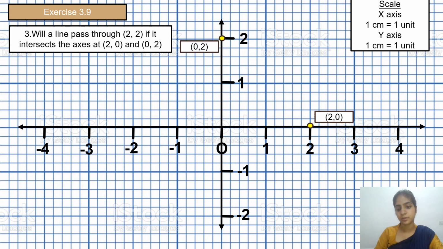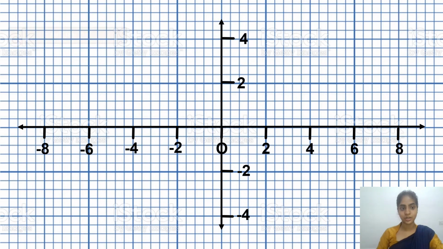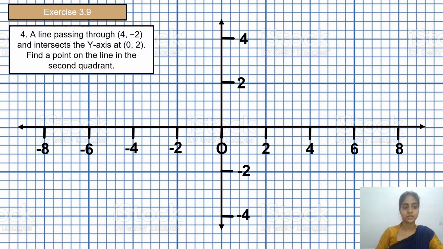Then once we have marked the points, we join them. Once we join them, we get the line. Now the last phase, we are supposed to mark 2, 2 and check if it lies on the line. So we mark 2, 2. When we mark 2, 2, we get to know that it is not on the line. So the answer will be 2, 2 does not lie on the line which crosses through 0, 2 and 2, 0.